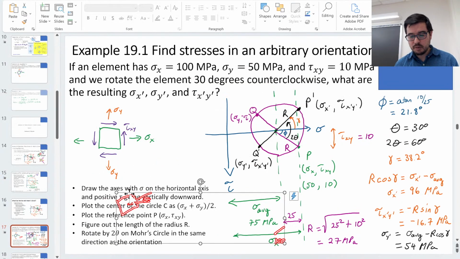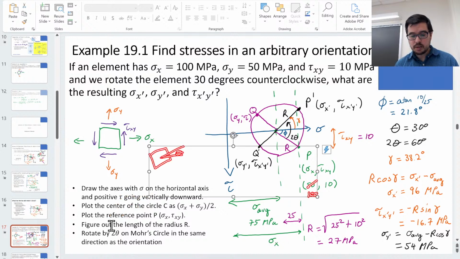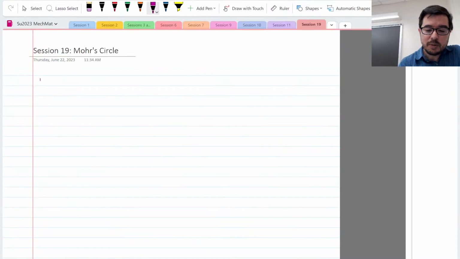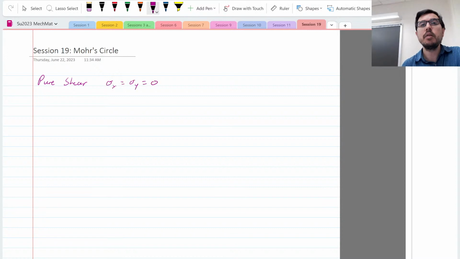Let's come out here. Now I'm liking these questions. Pure shear. Okay. So what does that mean? That means that sigma x equals sigma y is equal to 0. And we have some value, tau.